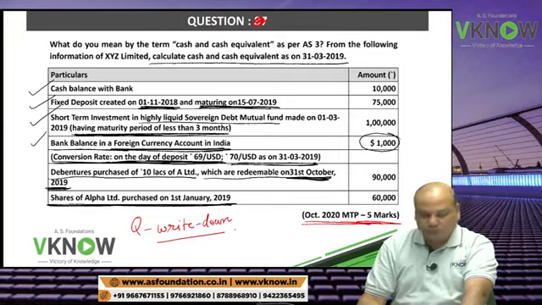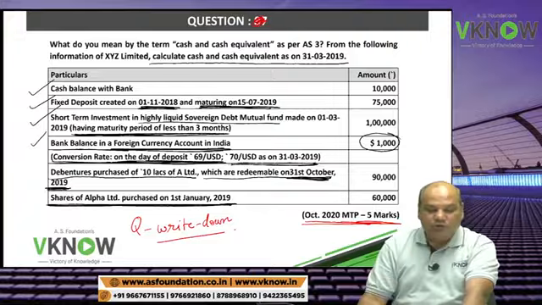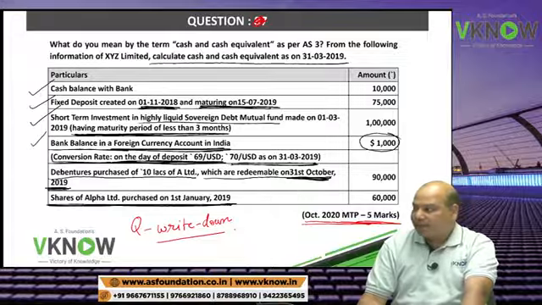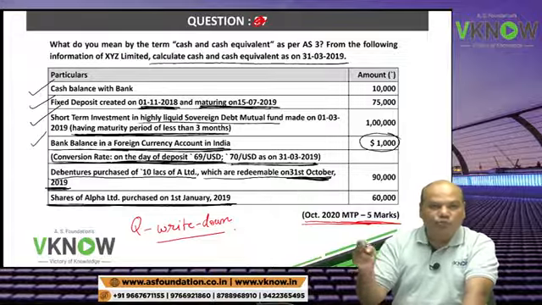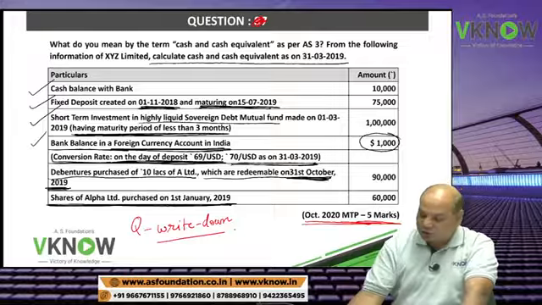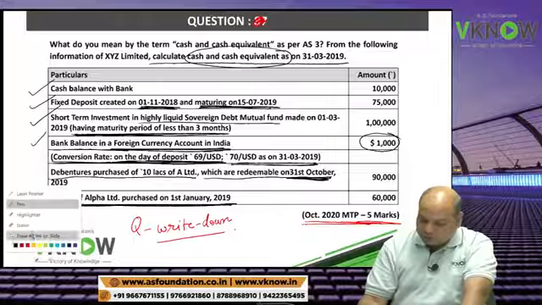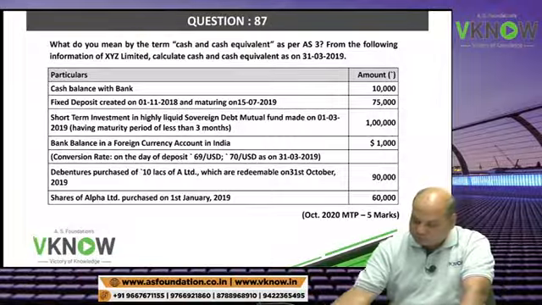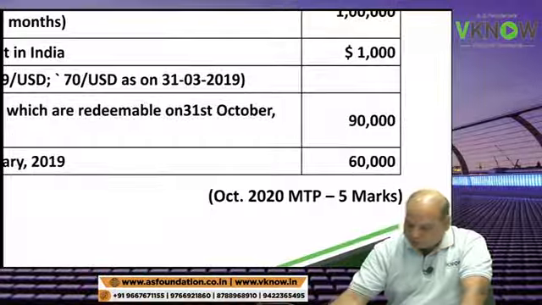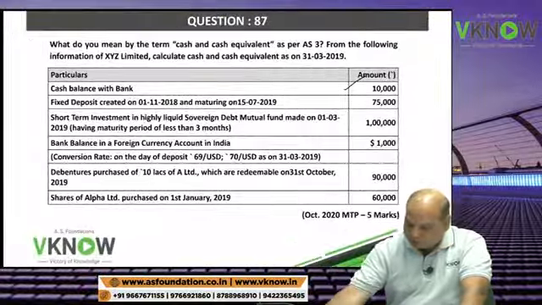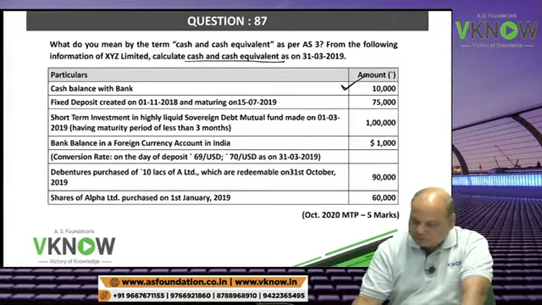So remember we had done a similar question, but that time the amount was not written. This time the institute has given you the amount also. So let us quickly discuss which of these will be included in cash and cash equivalent, and then we'll do the calculation. I hope everybody has noted down the question. Cash balance with bank, the answer is yes. Here we have no problem. It is cash and cash equivalent.